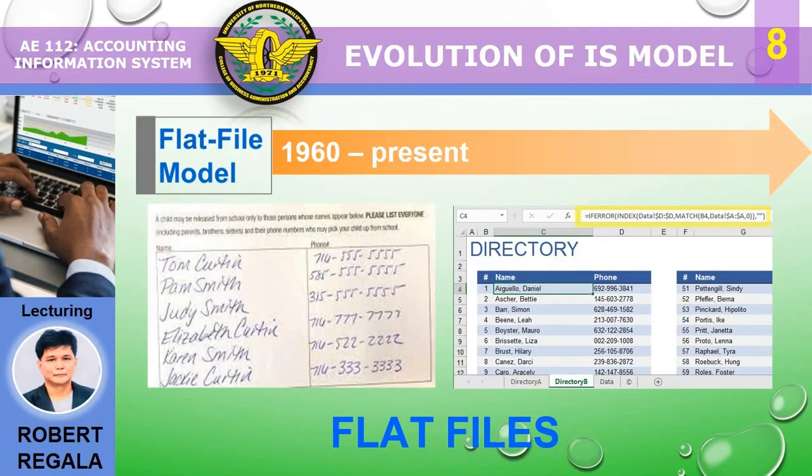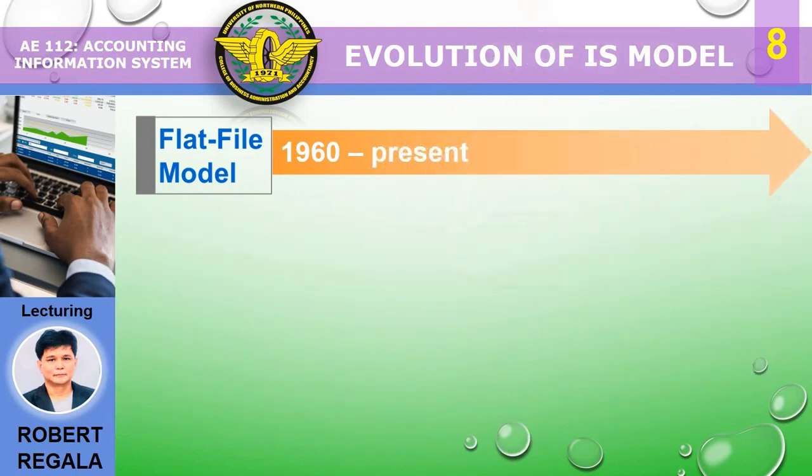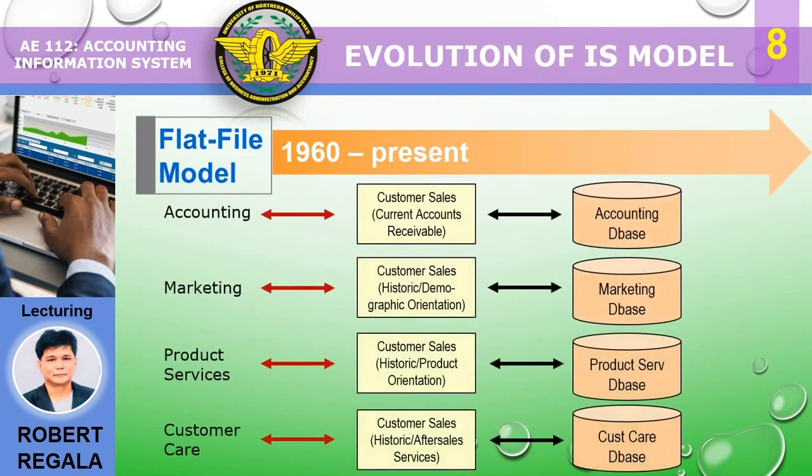In Excel, a workbook with a single sheet is a flat file. In Word, a table with data is also a flat file. The figure on the slide illustrates how customer sales data might be presented to different users of a service company.